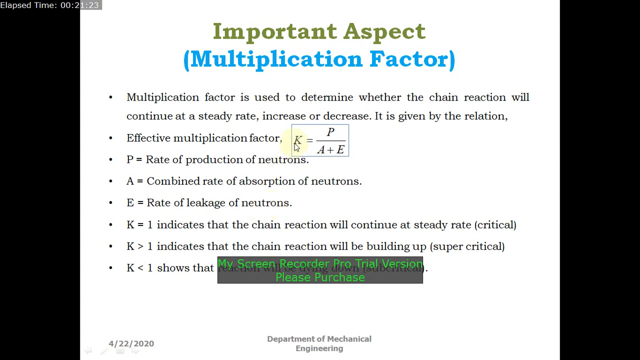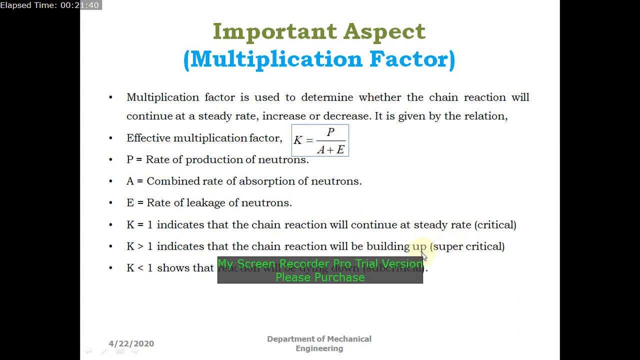If K is equal to 1, we can say that the chain reaction will continue. That means it is continuing at a steady rate, which indicates that the reactor is operating under critical condition.